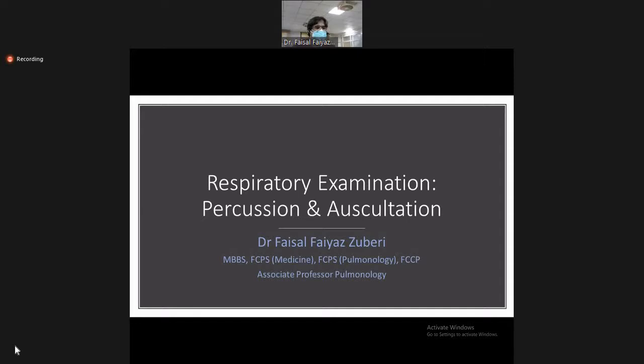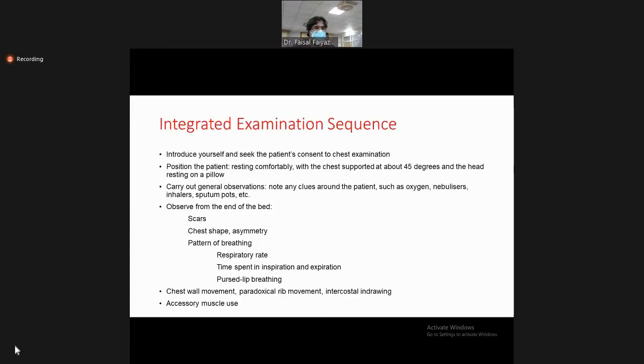So we start with basically covering what you have learned previously, that is inspection and palpation, very briefly in the form of a sequence. Then we proceed as per today's topic. So starting with this, we start with the basic sequence. This is just an overview as well.